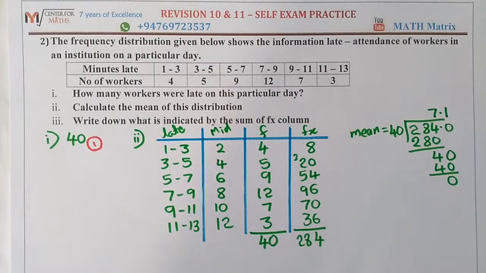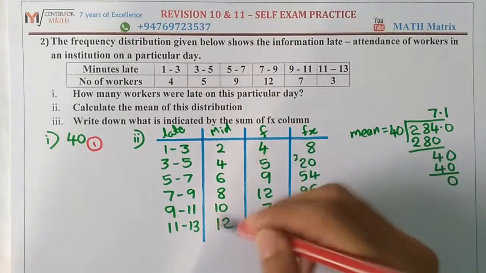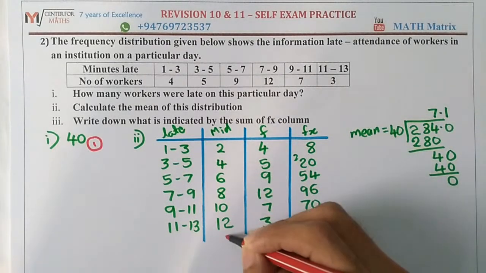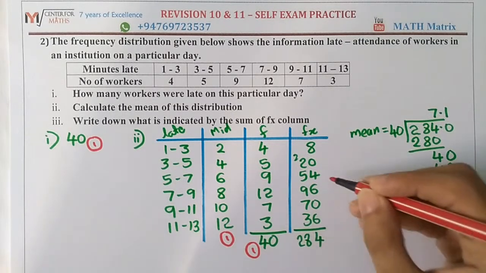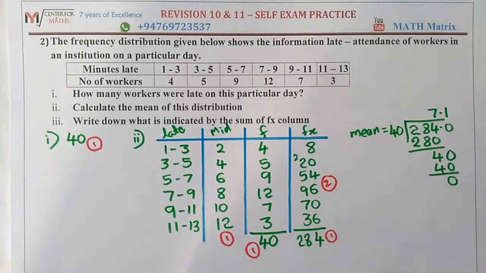Okay guys, so we'll give the marks. If you have found the mid values, you can give 1. And for the total again 1. And if these answers are correct, 2 marks. And for 284, 1. And for finding the final answer, 2 marks.